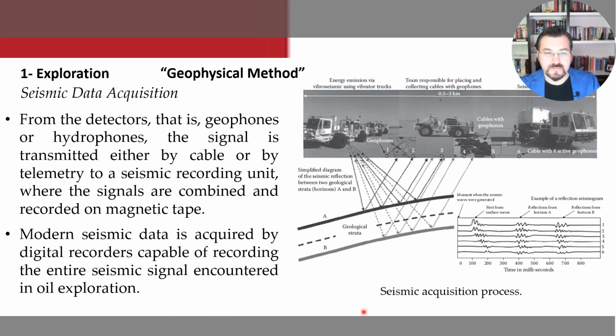From the detectors, that is geophones and hydrophones, the signal is transmitted either by a cable or by telemetry to a seismic recording unit, where the signals are combined and recorded on magnetic tape. You can see it in the figure. Modern seismic data is acquired by digital recorders capable of recording the entire seismic signal encountered in oil exploration. The most common feature of any digital recorder, called a digital seismograph, is the dynamic range of the system, which is the ratio of the largest recoverable signal for a given distortion level to the smallest recoverable signal.